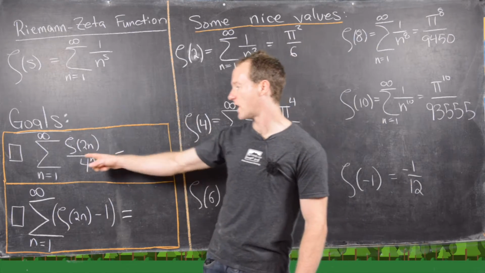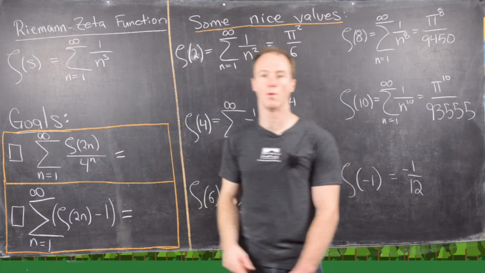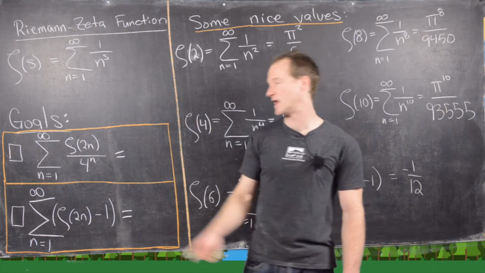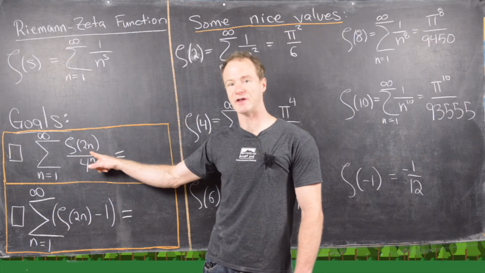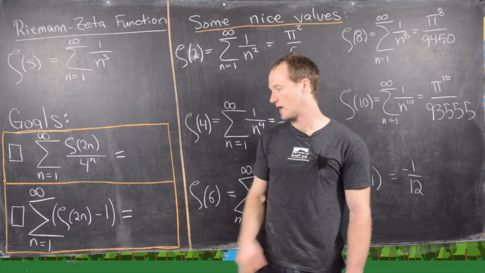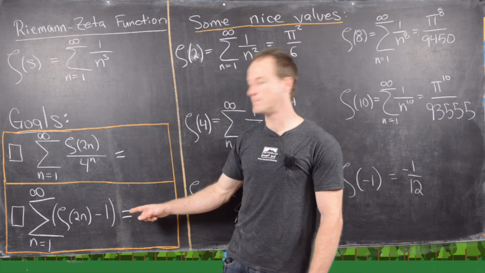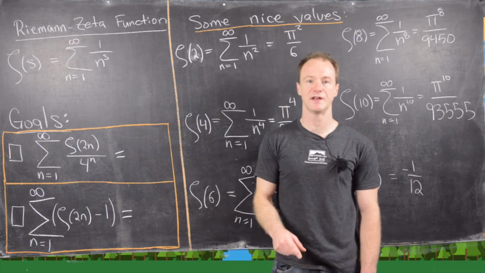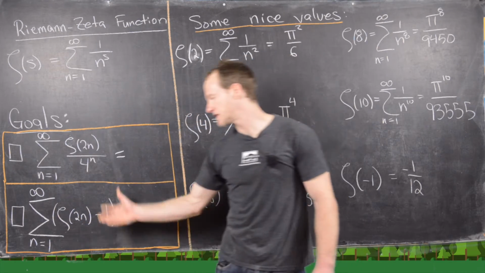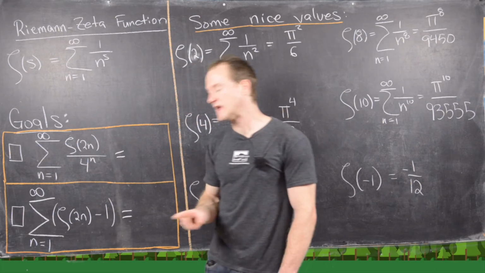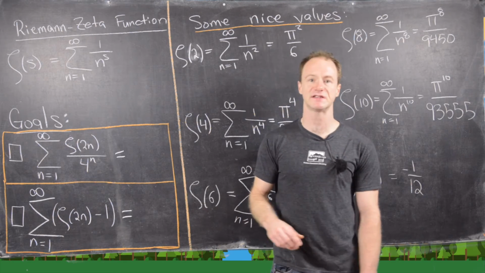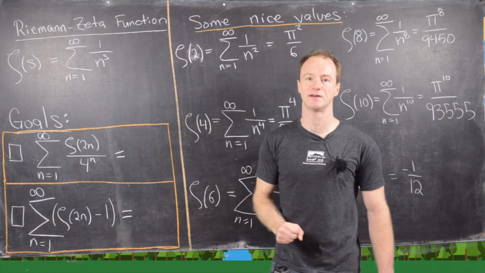And those goals are the following. We want to find the sum as n goes from 1 to infinity of zeta of 2n over 4 to the n. So this is the sum of all of the even values of the Riemann-Zeta function over, obviously, 4 to the n. And then we're also going to find the sum as n goes from 1 to infinity of zeta of 2n minus 1. So this is the sum of all of the even values of the Riemann-Zeta function less 1. And we'll find that both of these sums converge to really, really nice simple numbers.